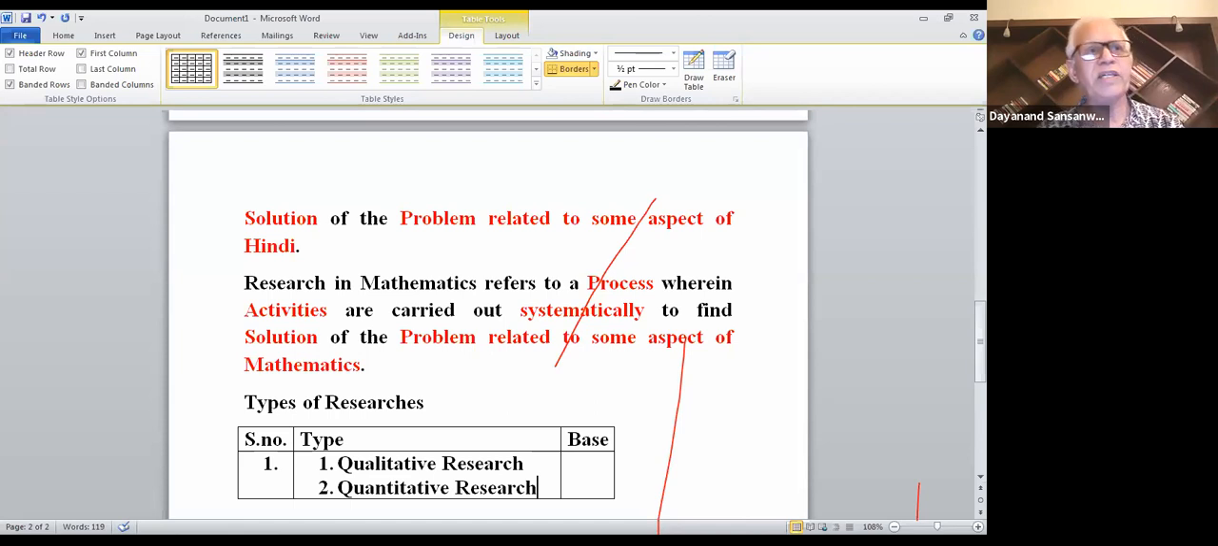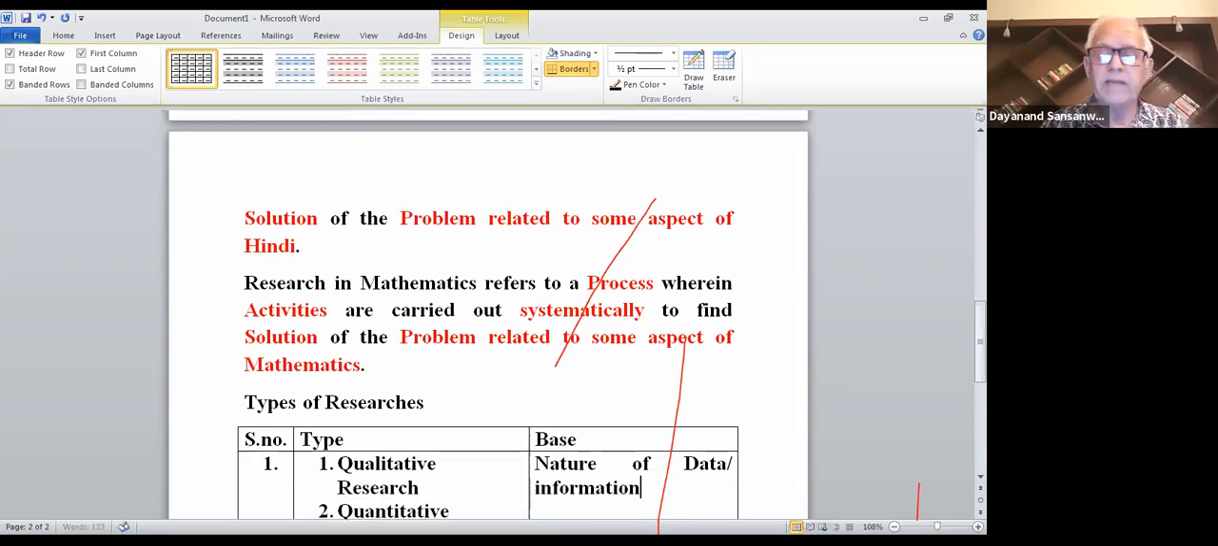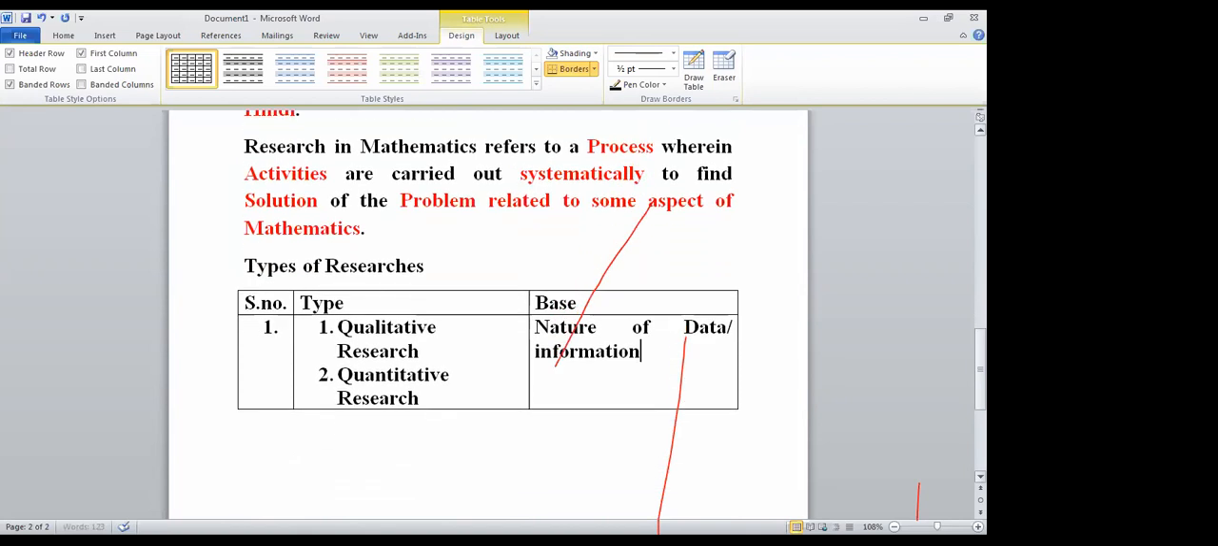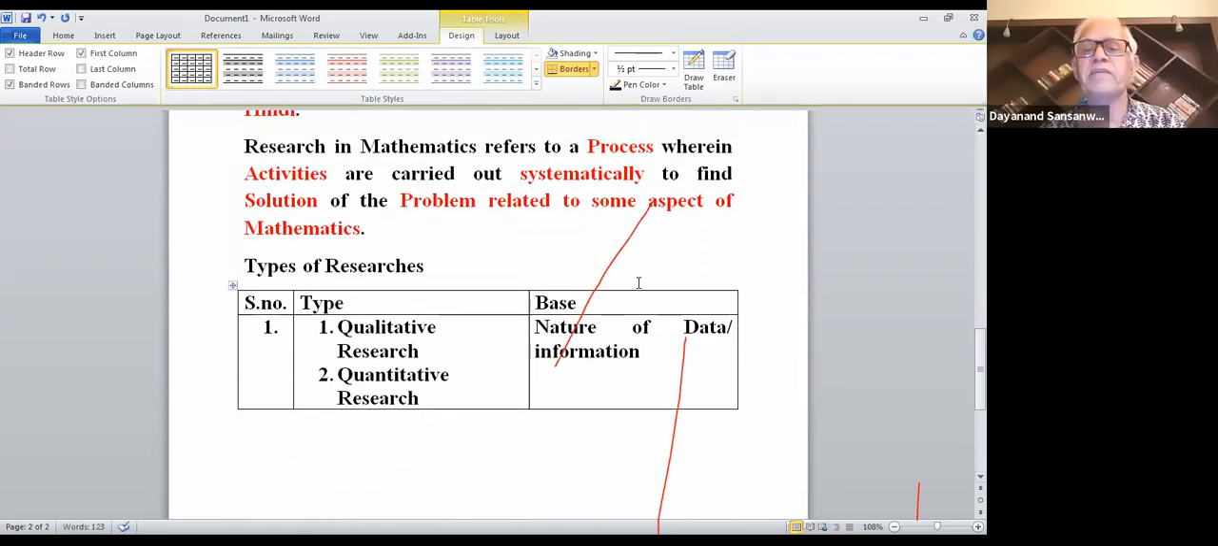So therefore, the information in the research may be purely qualitative in nature, or purely quantitative in nature, or sometimes some information may be qualitative and some information may be quantitative. So if qualitative and quantitative are the types of the researches, the base is nature of data. Either you say nature of data or nature of information, whatever you like. And your information may be qualitative and quantitative.